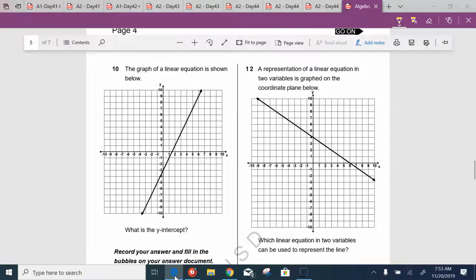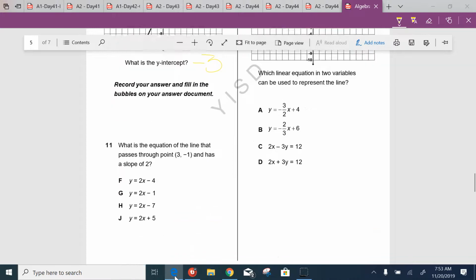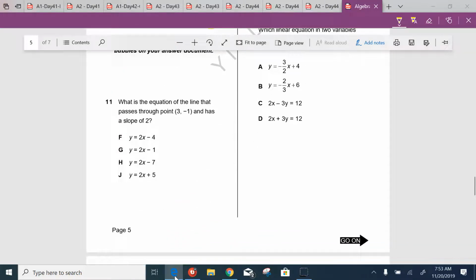Question 10. The graph of the linear equation is shown below. What is the y-intercept? The y-intercept is wherever your line or graph intercepts the y-axis. So that would be at negative 3. It was a gridable, so make sure you put the negative sign in there to indicate you wanted a negative answer.